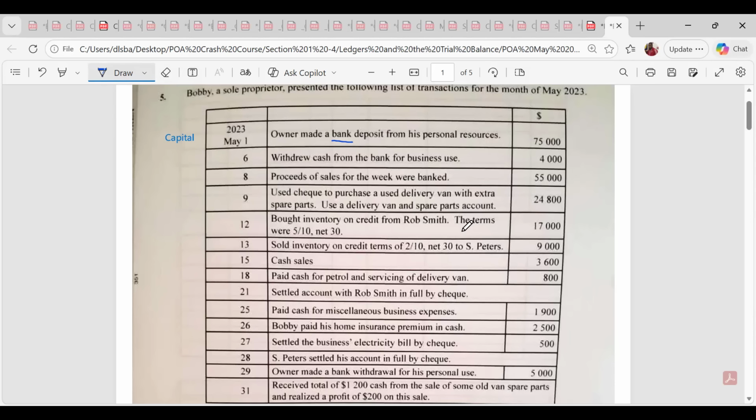So since we owe Rob Smith money, which ledger would you find Rob Smith in? Would he be in the sales ledger, purchases ledger, or general ledger? General ledger. Mm-mm. We're owing him money, so he would be in the purchases ledger. Remember, the purchases ledger has the T accounts for all of your trade payables, so everybody that we owe money to. And we owe money to him, so he would be in our purchases ledger.